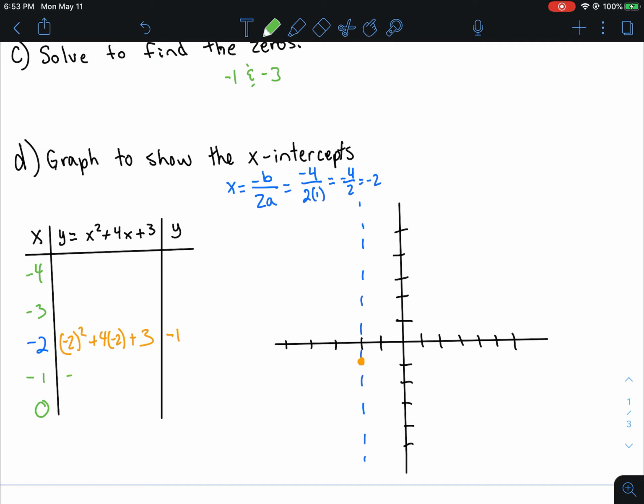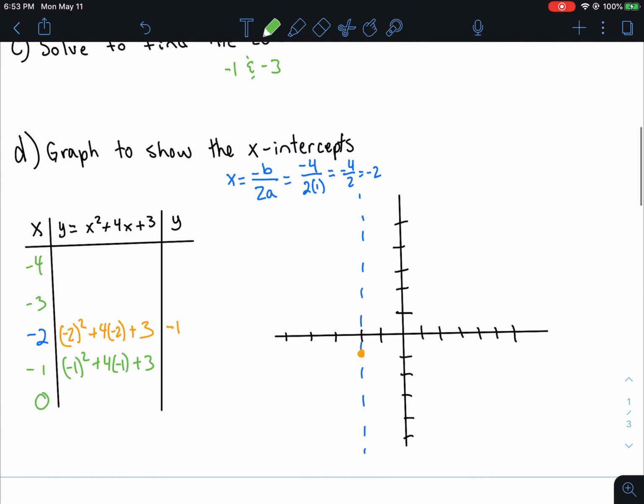So I'm going to plug in negative 1 first. Negative 1 squared is 1, plus 4 times negative 1 is negative 4, and 3. So 1 plus negative 4 is negative 3, plus 3 is going to give us 0. Yay. So we found one of the zeros, (-1, 0).